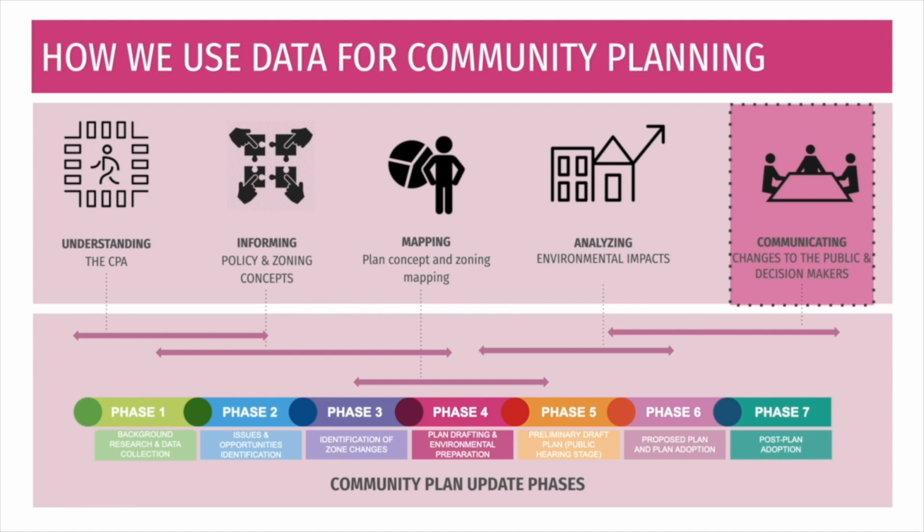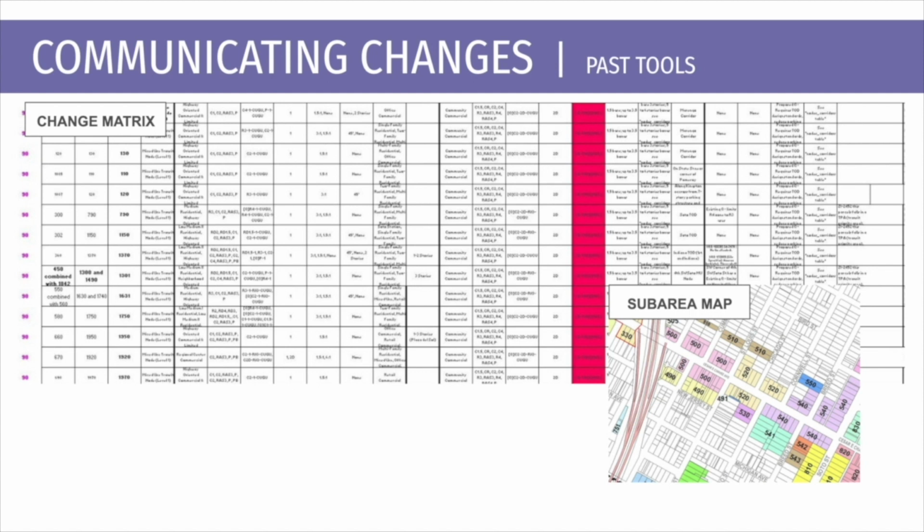The last step of the community planning process is presenting the recommendations to the public and decision makers. The internal work that we do to map and draft concepts can be translated to public-facing platforms such as Story Maps and ArcGIS Urban. I'd like to briefly demonstrate two examples of how the community planning app has improved our process. This slide shows a change matrix and a subarea map.